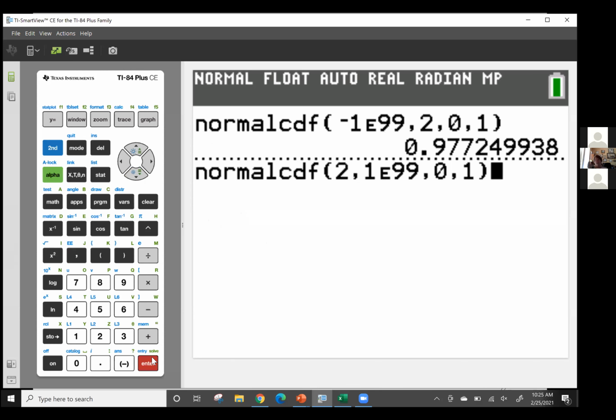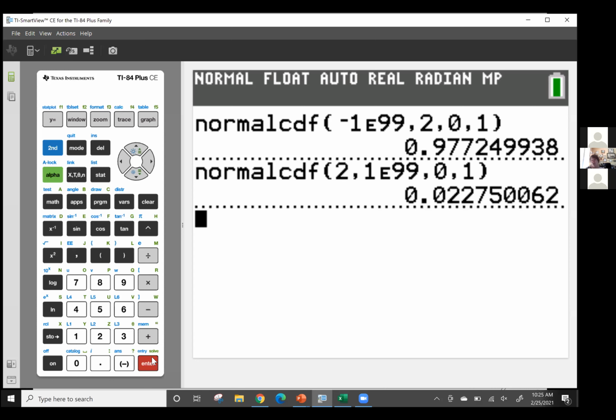So this is what you would type in if your calculator doesn't give you that screen where you can type in the lower and the upper. Your lower limit is the first number, 2. Your upper limit's the second number, a really big number, 1 times 10 to the 99. Your mean is 0, and your standard deviation is 1.